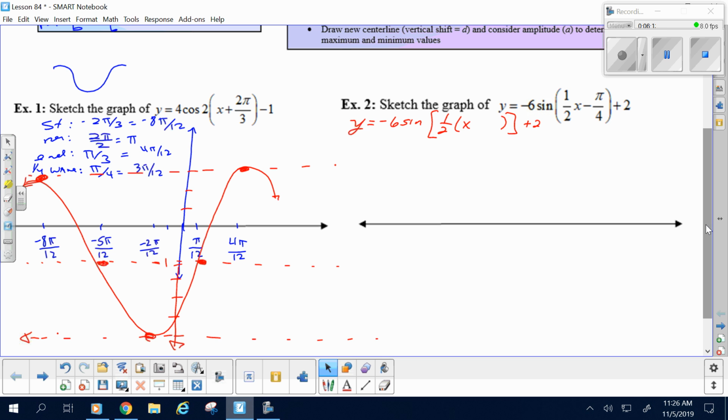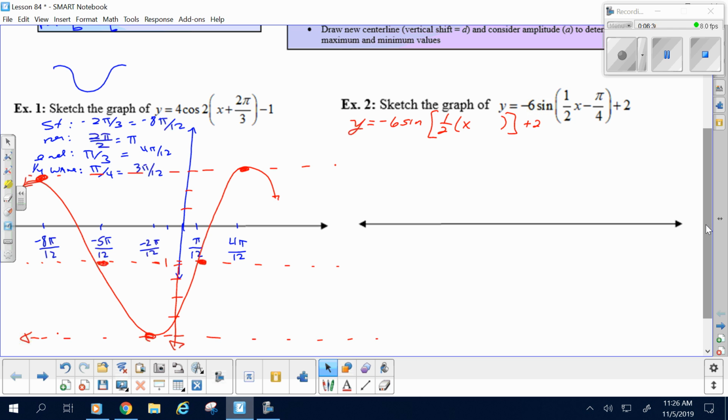You have to factor out the half. But you don't need it after it's factored out. It changes the period, so yeah, you do. So the question is, what's pi over 4 divided by a half? Is it pi over 8 or is it 2 pi over 4?